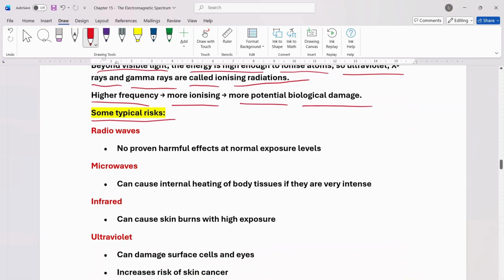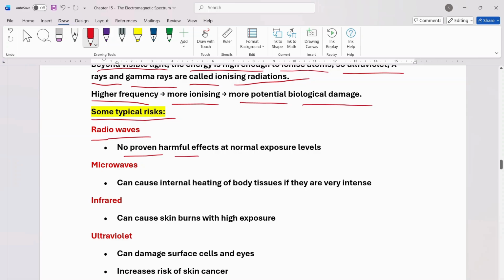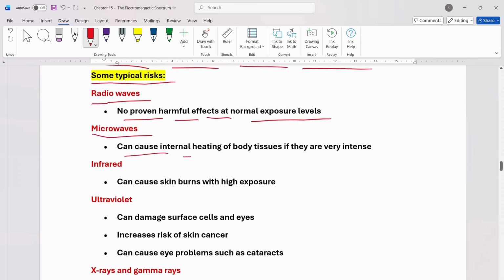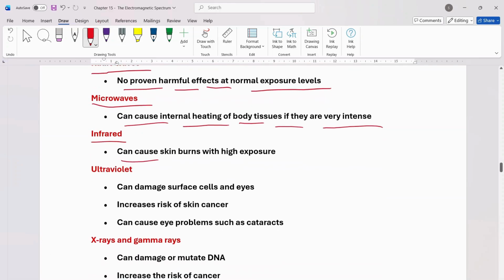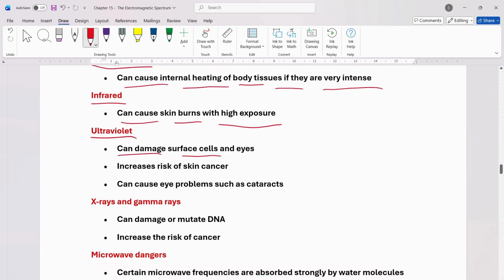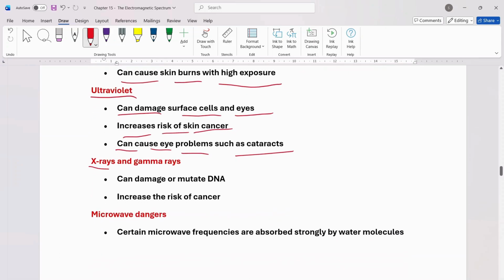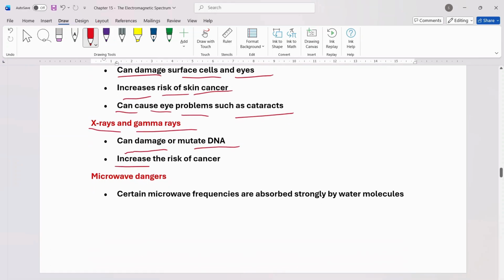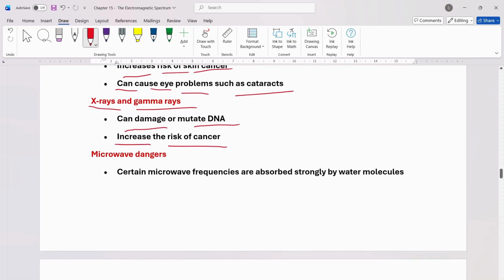Some typical risks: radio waves, no proven harmful effects at normal exposure levels. Microwaves can cause internal heating of body tissues if they are intense. Infrared can cause skin burns at high exposure. Ultraviolet can damage surface cells and eyes, increases risk of skin cancer, and can cause eye problems such as cataracts. X rays and gamma rays can damage or mutate DNA and increase the risk of cancer.